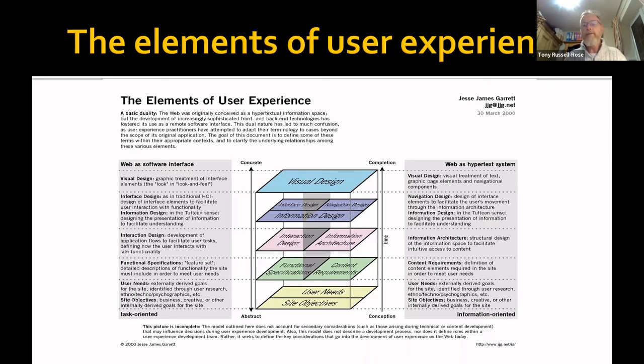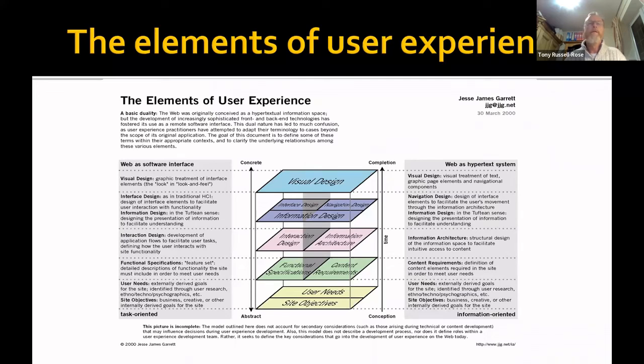I won't try and read every word, but I just want to draw your attention to the fact that he has very astutely identified several levels to user experience, from the visual design at the top to the user needs and site objectives at the bottom. And he's also astutely observed that there are two aspects to, well, at least thinking about the web, but it's not just the web.